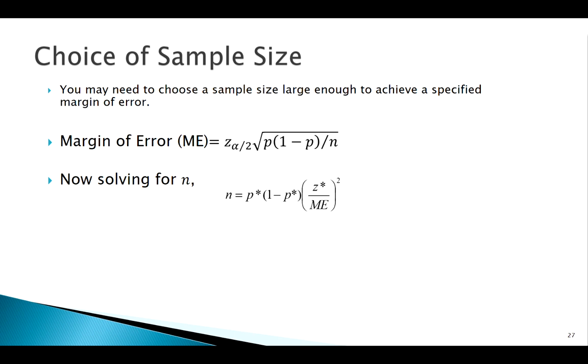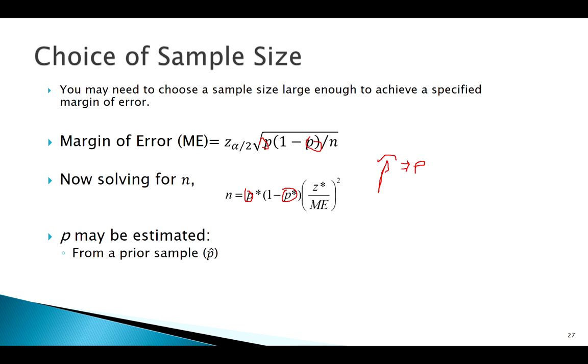But again, we're running into a problem that we see a lot when P is our parameter of interest. P is included in its own standard error. Remember, P is in there. So what we've done in the past with confidence intervals is we've used P hat to estimate P. So that may be one way that I do this: if I have a value of P hat, plug it in there to find my sample size. So if I have some sort of prior information.